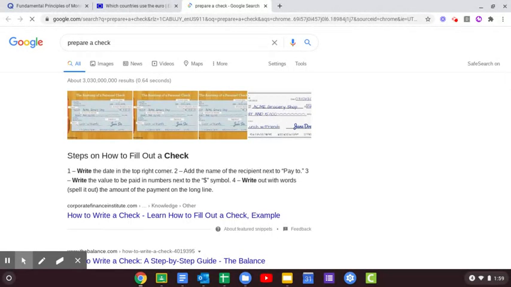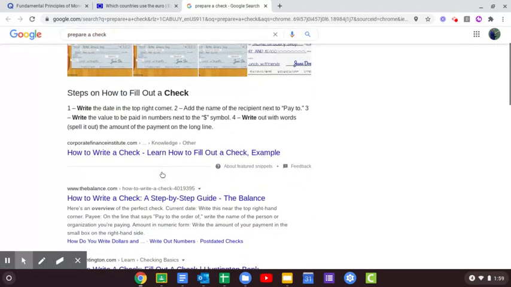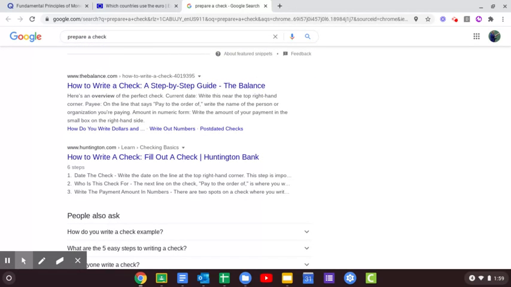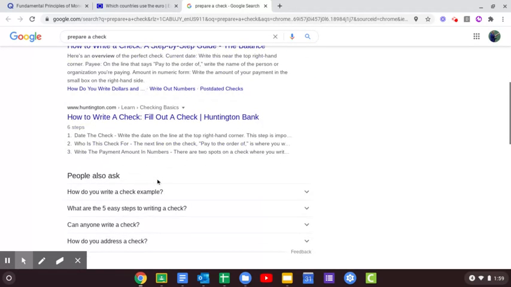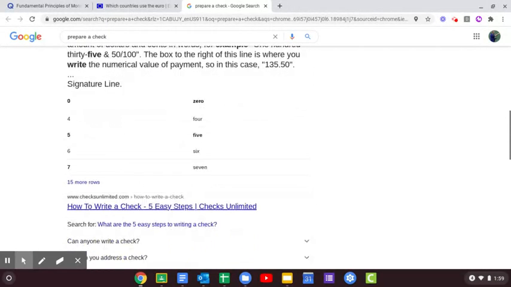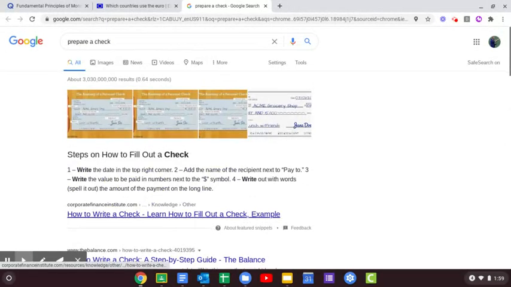So, we get here, steps on how to fill out a check. Let's just go with the first one. Well, I like the first one here on Google. They're showing us about it. We're going to go through. I think they're all going to be basically about the same. Date the check, who's the check for, 5 easy steps to writing a check. There is a lot of different things you can look at here. 5 easy steps. We got some images. Let's check out this one together.